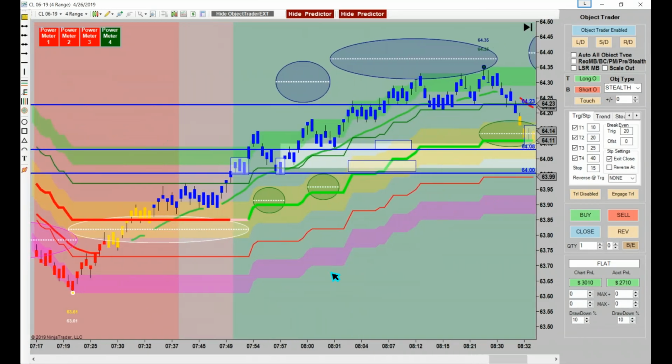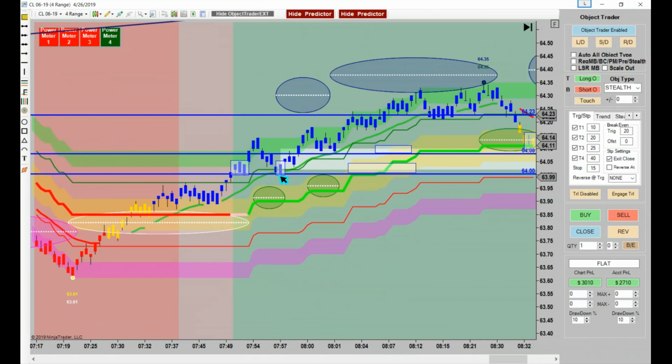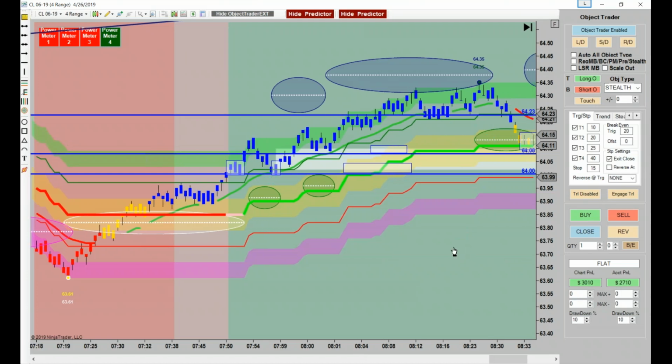Remember this right here? We opened the room. Some of our people literally got long right when the room opened. If I remember right, some of our people got in even at 64. If you even waited for this little box here, that turned out to be a monster trade. And then it stopped you out after you broke your trend line.